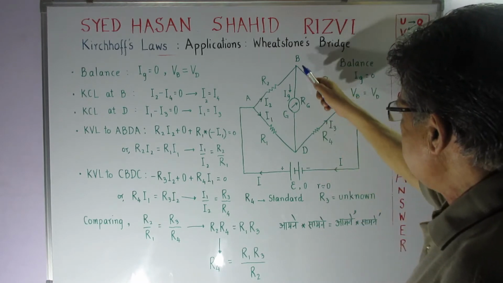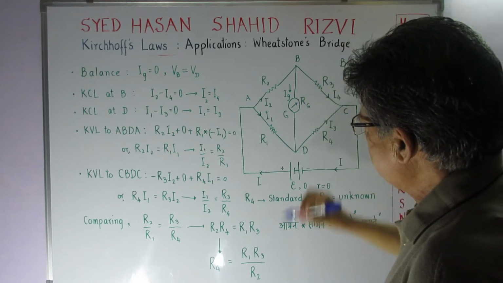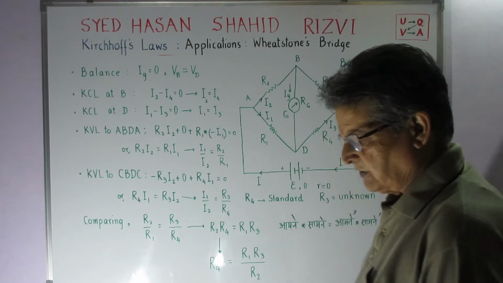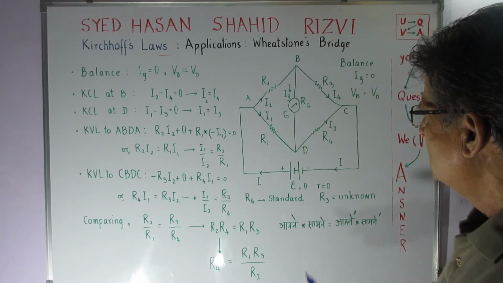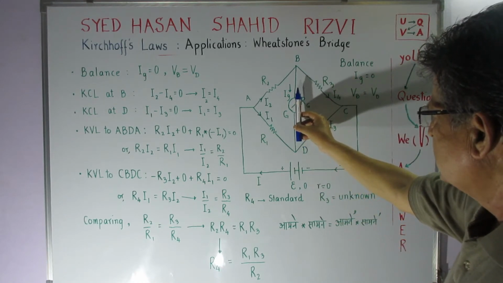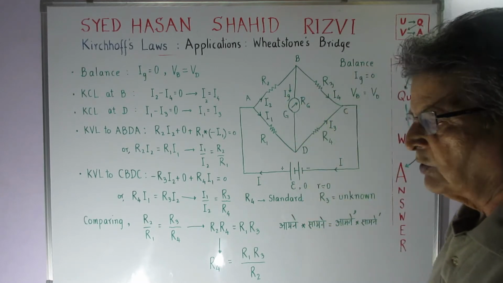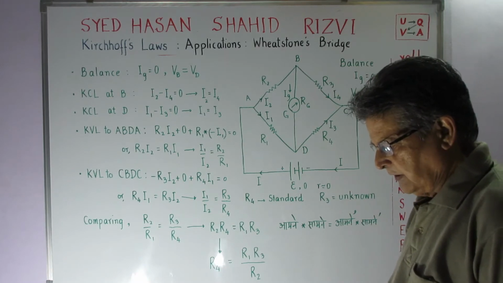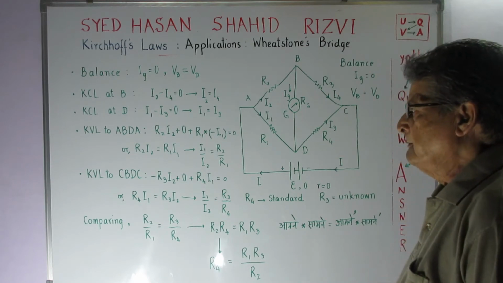Between the points B and D there is an instrument which we call a galvanometer. Galvano means current meter. But this instrument has the beauty of staying in the middle, and then if the current is in one direction, it goes like this, and the current is in this direction, then it goes like this. The current is proportional to the deflection. Okay, the more the current, the more the deflection.